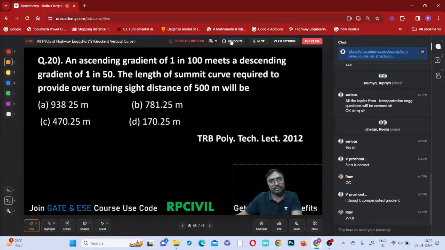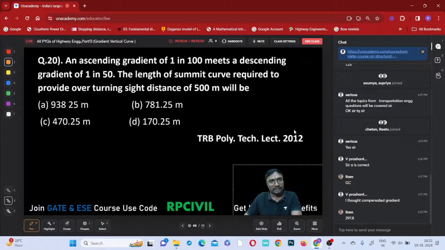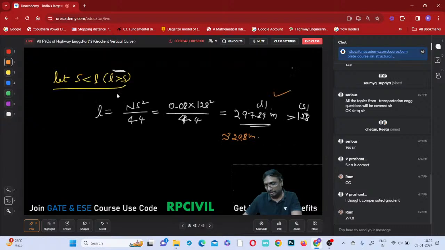Those who are okay, like that, okay? So you can go for overturning. For this overturning sight distance, you have to calculate it, okay? Just to check it. Yes, 298.